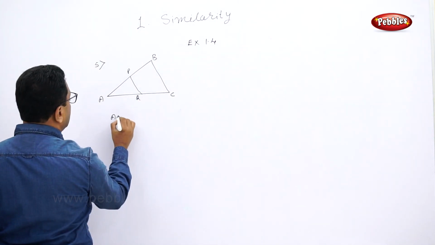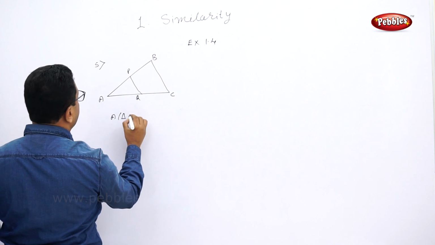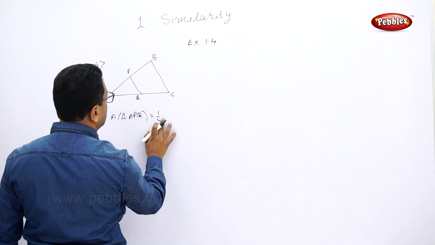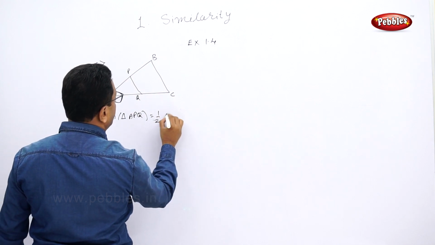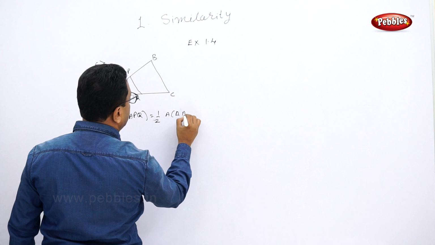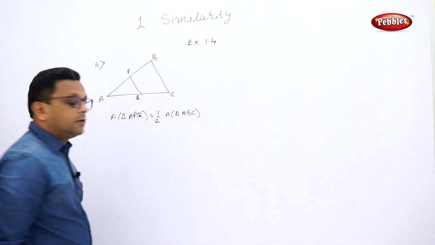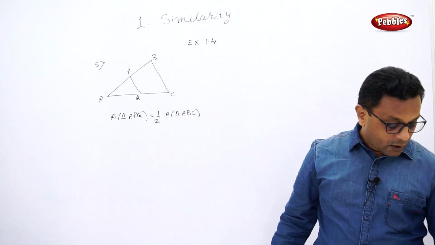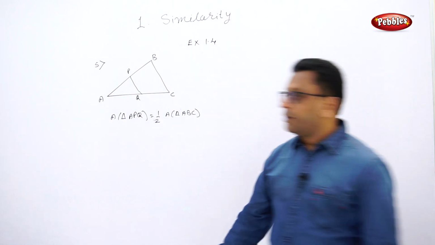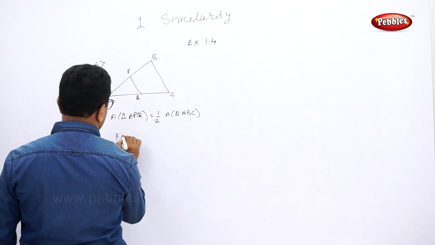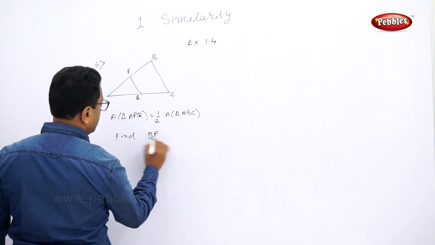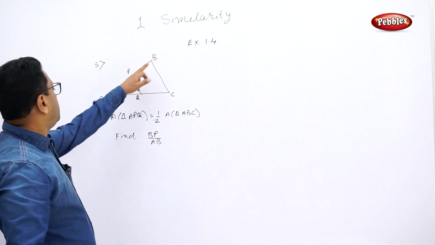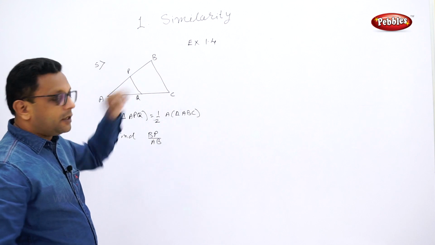Area of triangle APQ is equal to half of area of triangle ABC. This we can know from the given. Find BP upon AB.